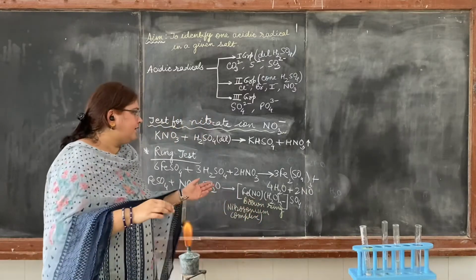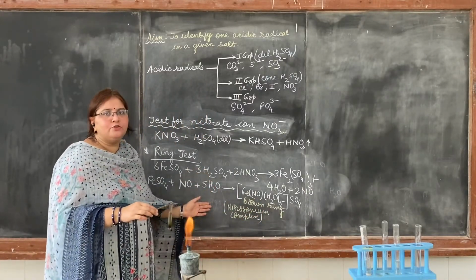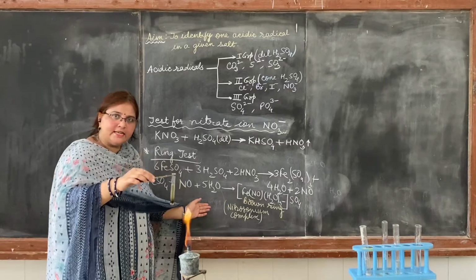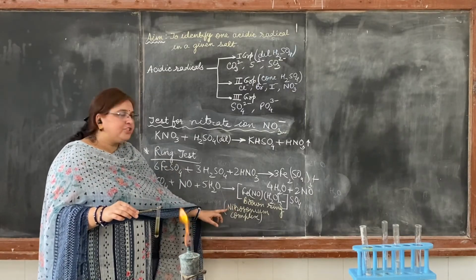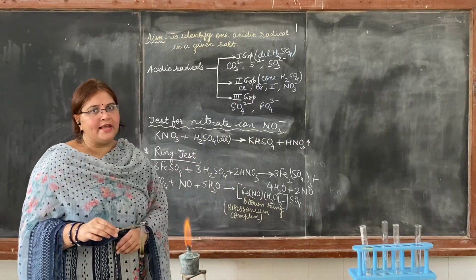These are the reactions which take place during the formation of the ring in the ring test. Here a brown ring is formed due to the formation of the nitrosonium complex.